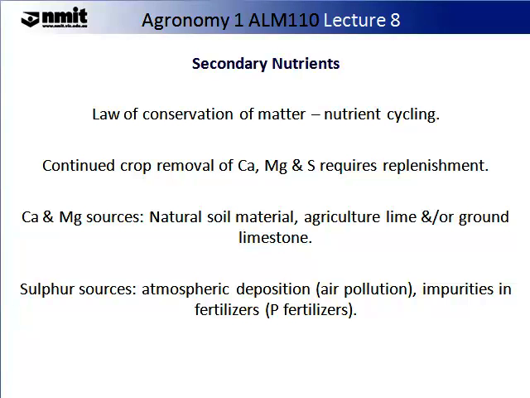Continued crop removal of calcium, magnesium, and sulfur requires replenishment, just as surely as primary nutrients, but most likely less frequently. Calcium and magnesium are often supplied by mineral weathering, either of natural soil materials or of agricultural lime or ground limestone, which can be added to the soil. Sulfur is often added to the soil as either atmospheric decomposition, which is associated with air pollution, or as impurities in fertilizers, particularly common P fertilizers.